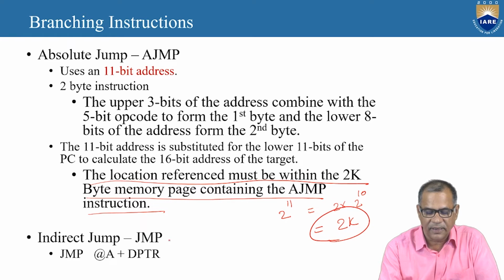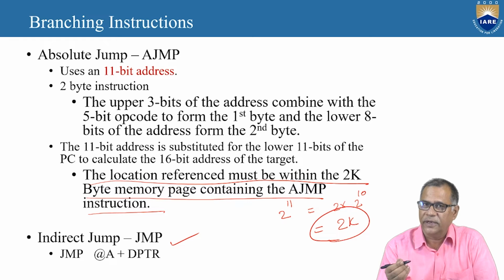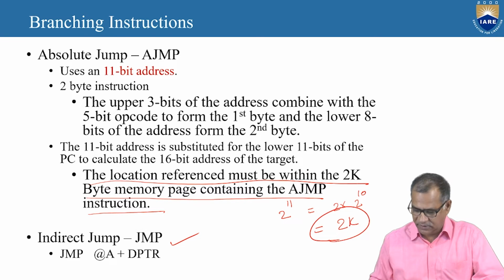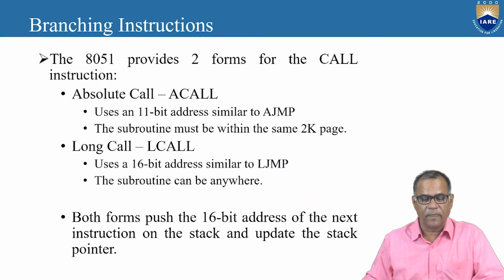And this is the indirect jump. The jump is done to an address, and the effective address is formed by adding the contents of the accumulator to the contents of the data pointer, and the jump is done to that address.